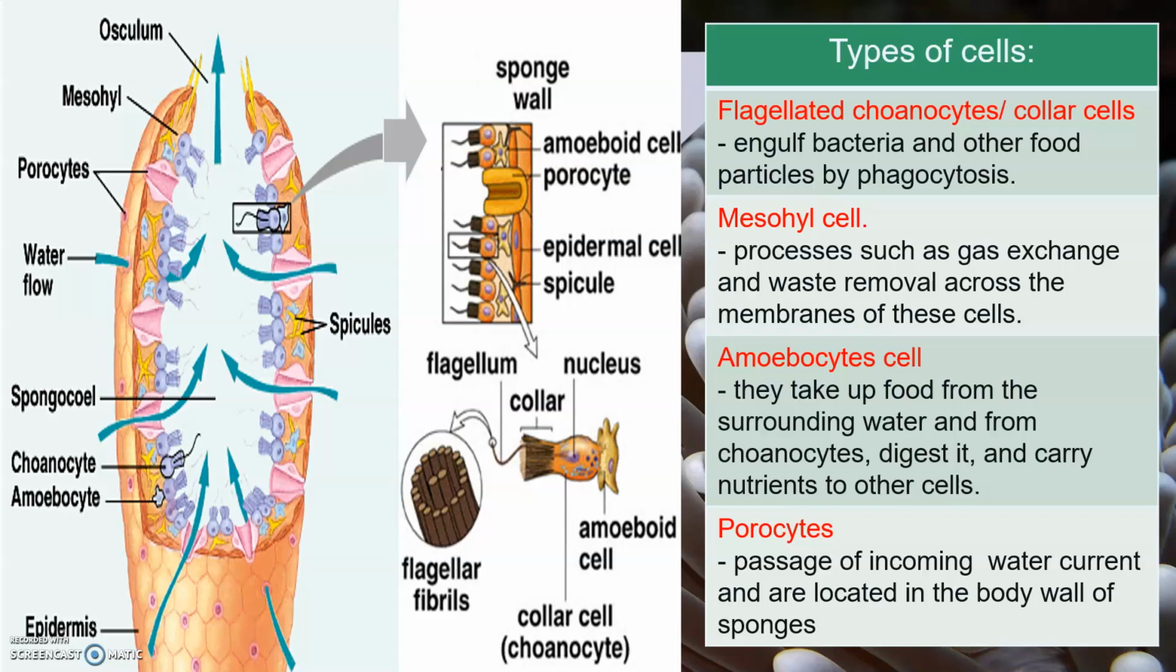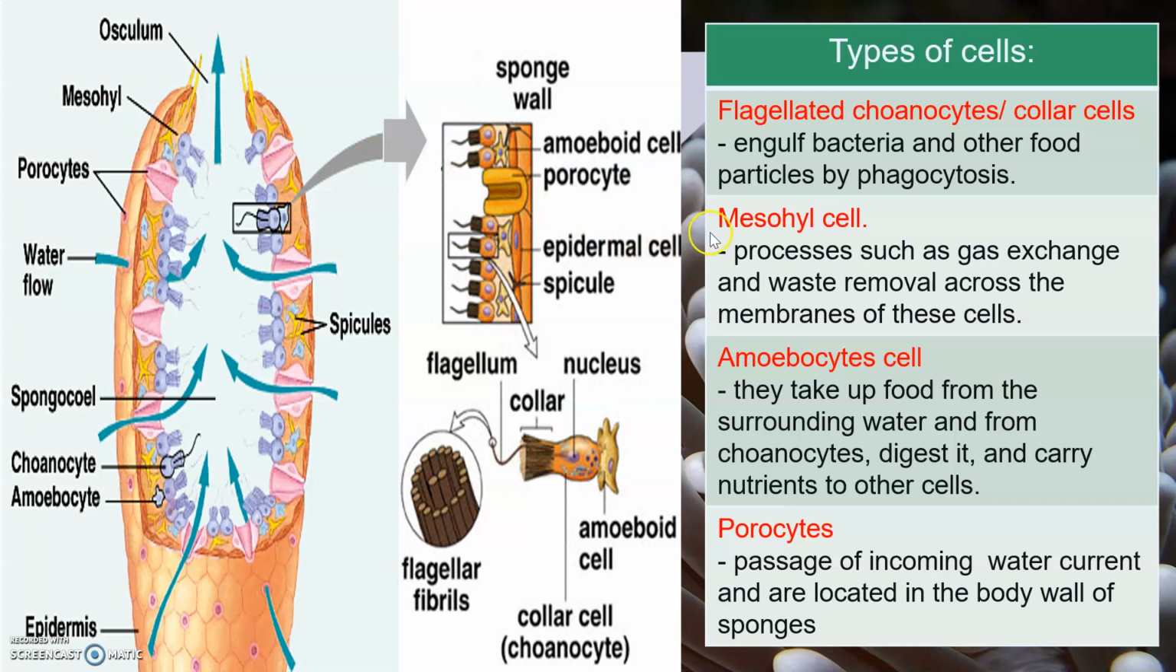These are the cells that compose the Porifera. The most important cell that you have to know is the collar cell over here. The collar cell, you can call it choanocyte. The collar cell engulfs bacteria and other food particles that come into the Porifera by phagocytosis.